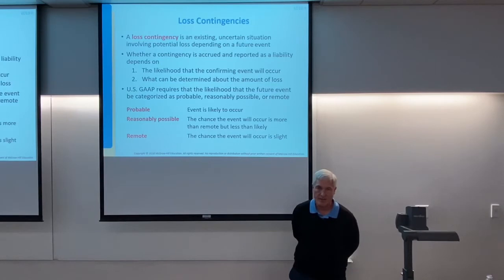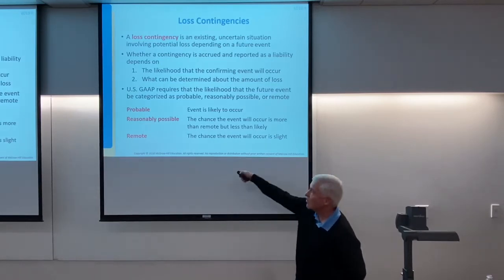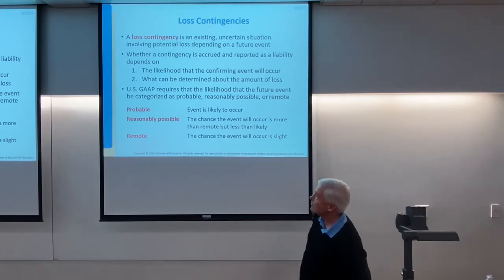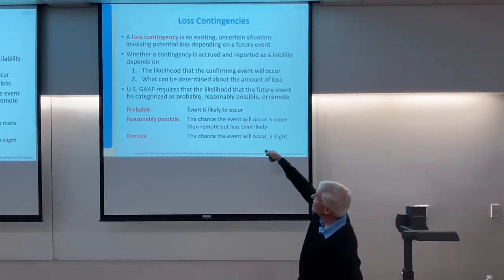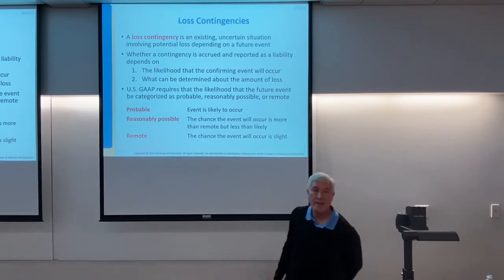They're not clear cut. And so we're going to have to look at whether they're probable, reasonably plausible, or remote, and can we estimate the amount?